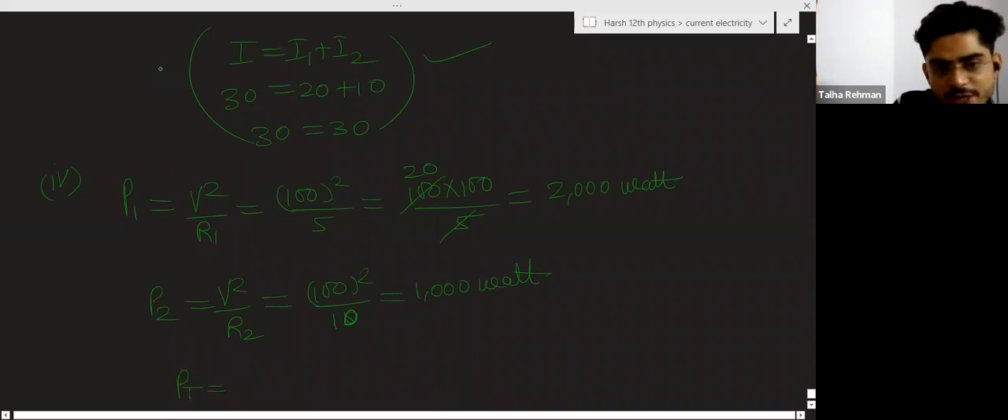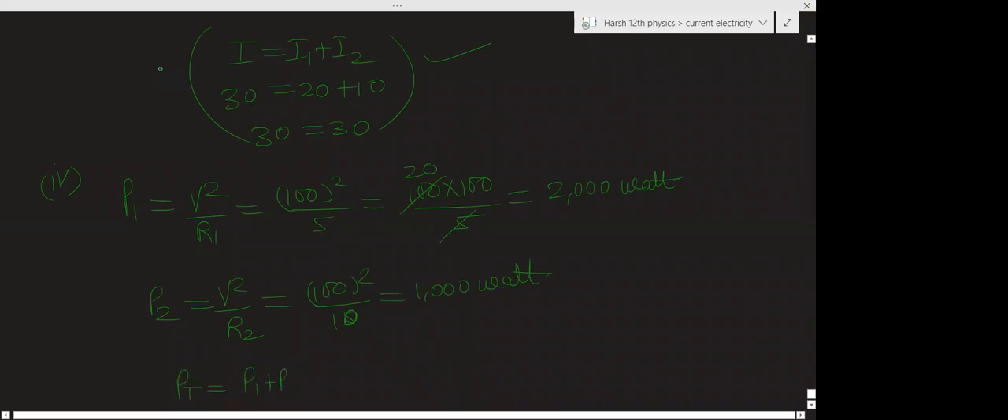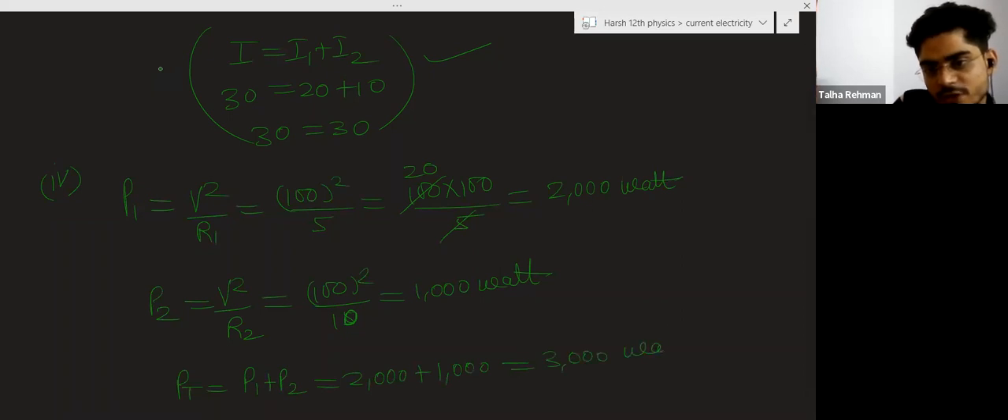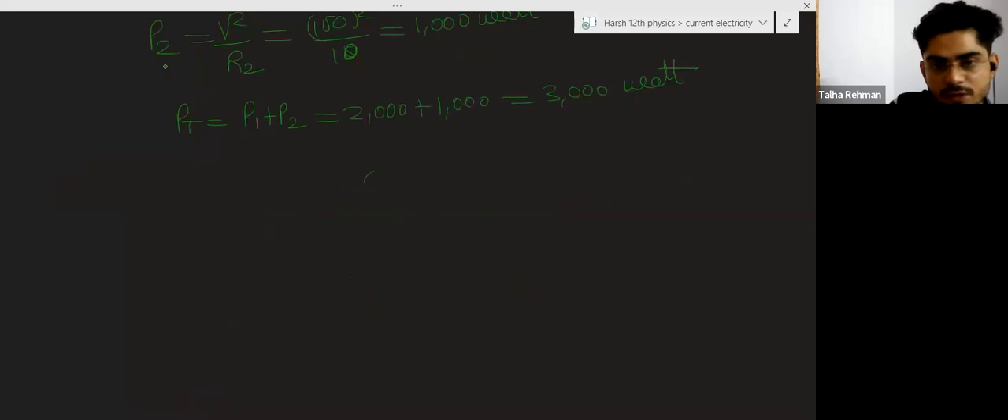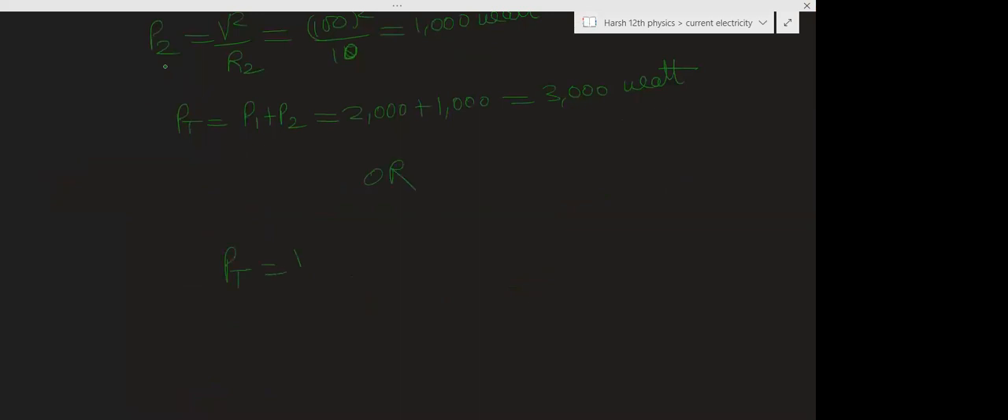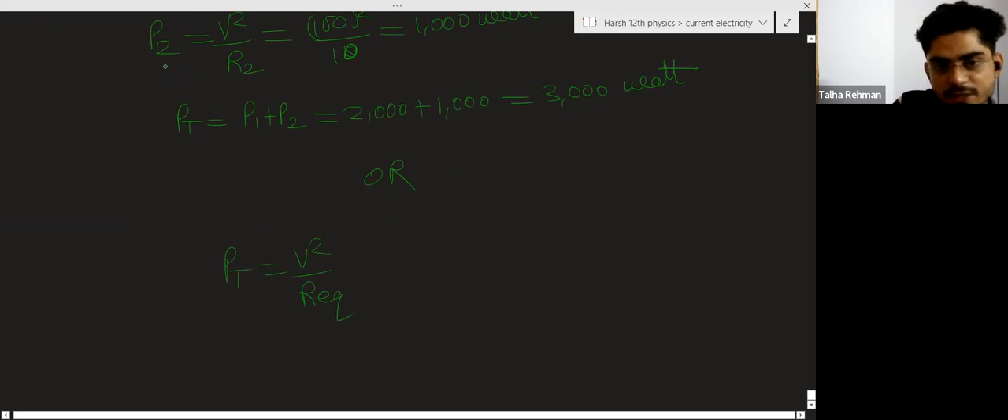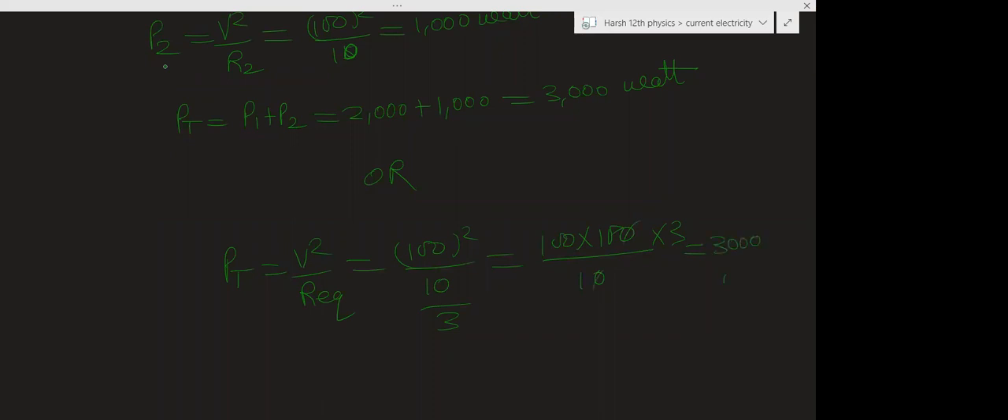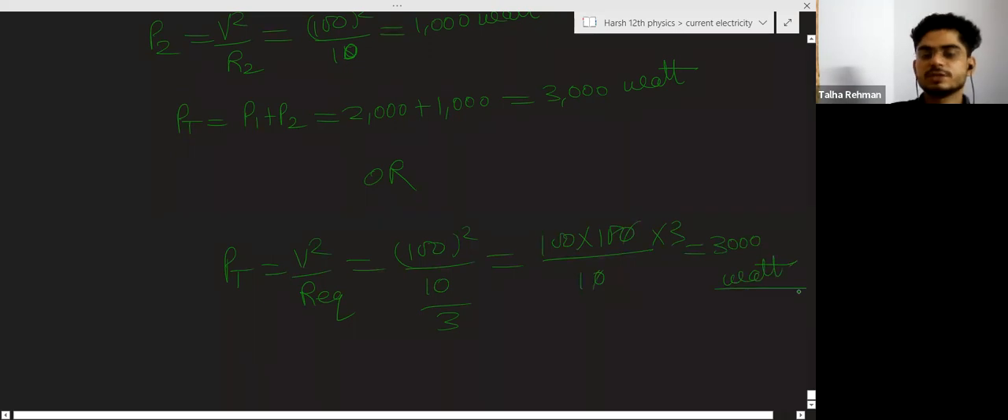Total power you want to calculate, you will write P1 plus P2. 2000 plus 1000, this will become 3000 watt. And I have already told you one formula. Total power is equal to V square divided by R equivalent. V square is 100 square. R equivalent is 10 divided by 3. So this will be 100 into 100 divided by 10 multiplied by 3. You will get 3000 watt. So this is the answer, Harsh.